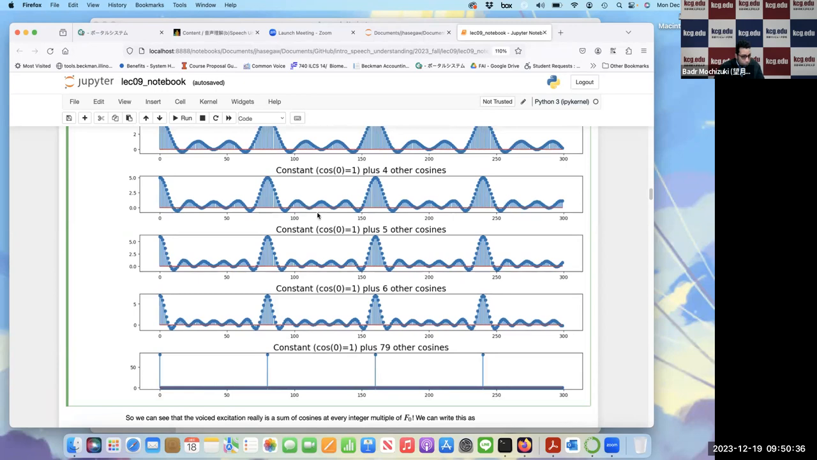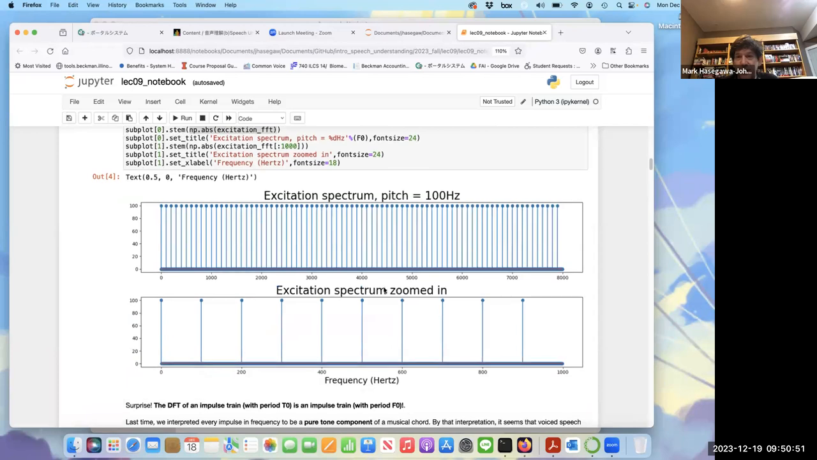Sorry, excuse me, could you please, the main point here is that if we keep adding cosine, we get back our original excitation signal. Is that? Yes, that's right. Yeah, exactly. This plot is really showing the same thing as this plot, but in a different way, so that students can see that the FFT really is finding the energy of the different cosines that are being added together to create the excitation.